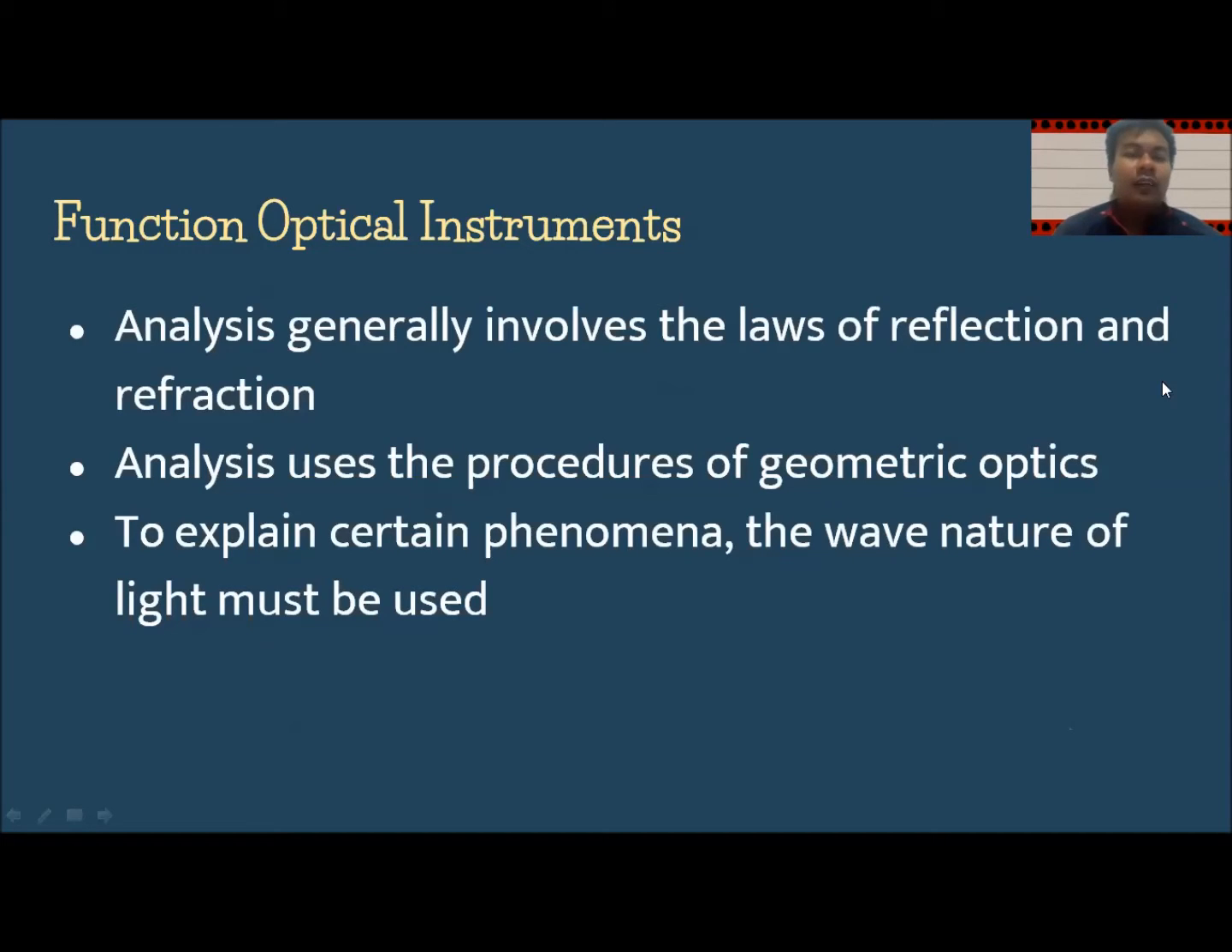And we talk about the function of optical instruments. The first is that analysis generally involves the laws of reflection and refraction. The second is that analysis uses the procedures of geometric optics. And the third is that to explain certain phenomena, the wave nature of light must be used.